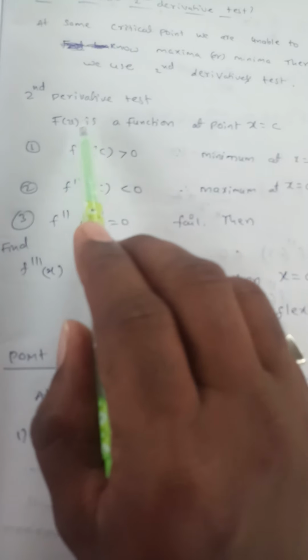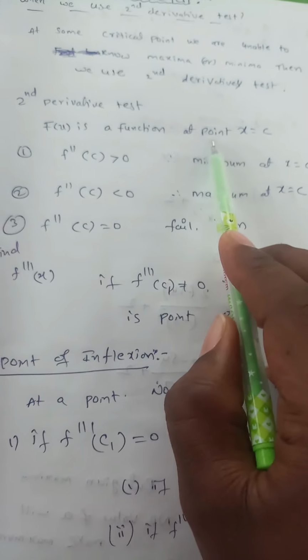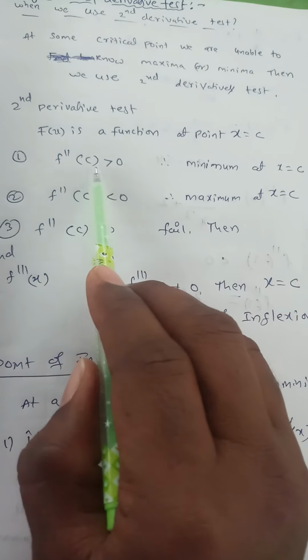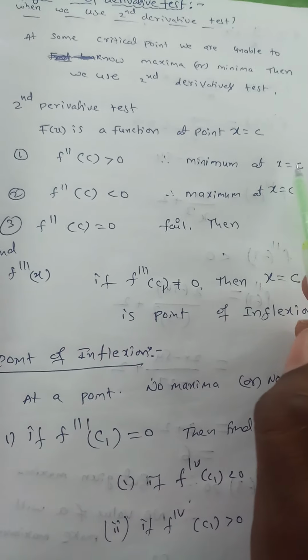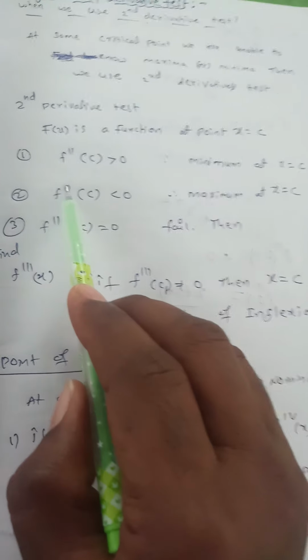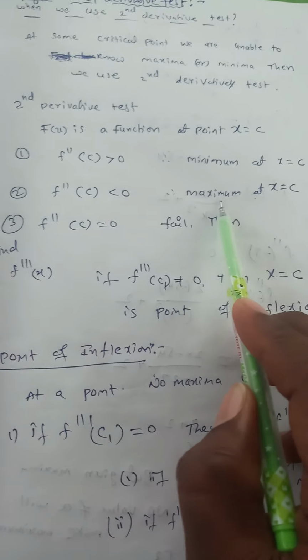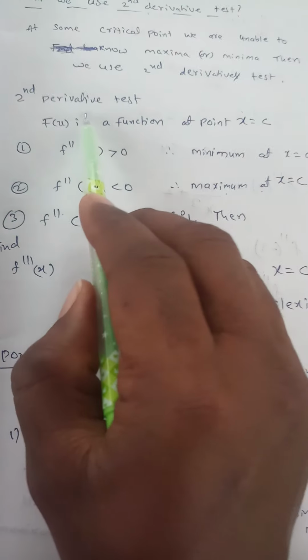Let us see what the second derivative test says. The second derivative test says that f of x is a function. If at a point x equal to c, f double dash of c is greater than 0, then we can say it is a point of minima. If f double dash of c is less than 0, then it is a point of maxima. If f double dash of c equals 0, then the second derivative test fails.